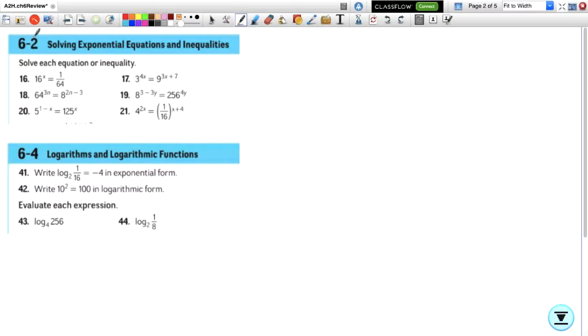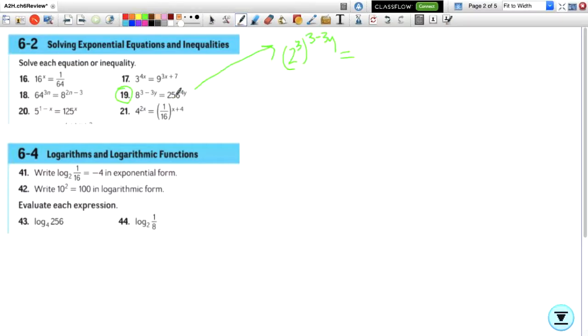Section 6-2 had us solving exponential equations, and these were exponential equations where we could simplify the bases really easily. So let's take a quick look at number 19. In 19, I see that I have a base here and a base here. Neither of them are prime. So we could take that 8 and rewrite it as 2 to the 3rd power, raised to the 3 minus 3y.